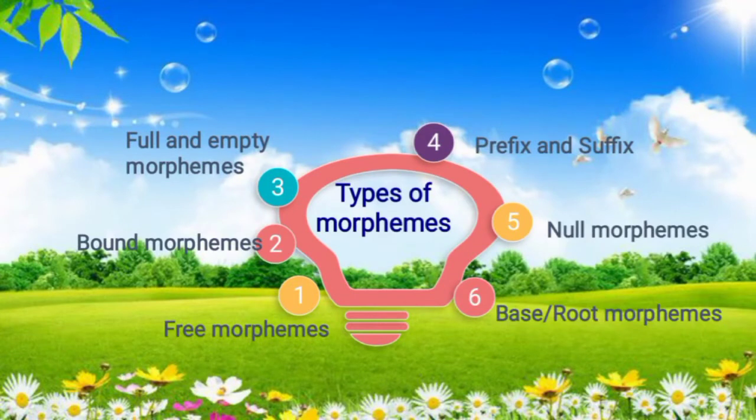Let's look at some types of morphemes. 1. We have free morphemes. 2. Bound morphemes. 3. Full and empty morphemes. 4. Prefix and suffix. 5. Non-morphemes. Then 6. Base morphemes.